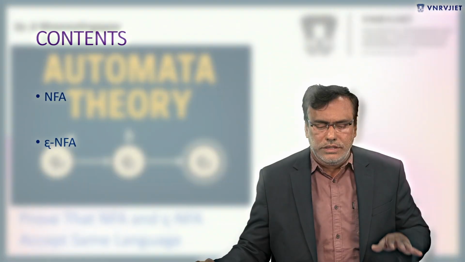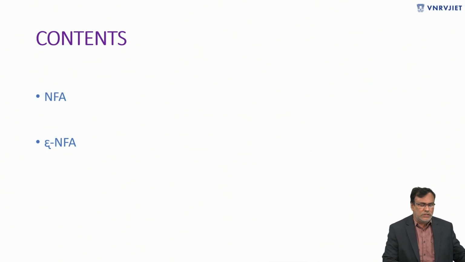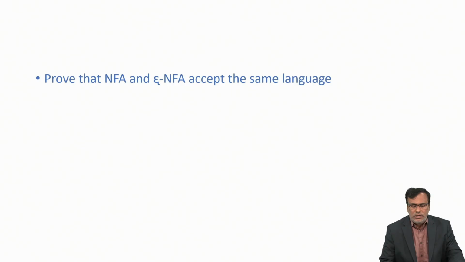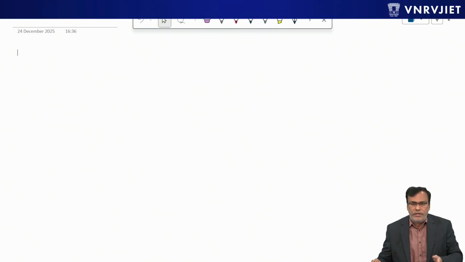Coming to the contents, first we are going to look at what is an NFA and what is an epsilon NFA, and the basic difference between the two. Then we are going to prove that NFA and epsilon NFA both accept the same language. We have seen the definitions of NFA, DFA and epsilon NFA in one of the previous videos, but mainly in today's session we are interested in proving that NFA and epsilon NFA both accept the same language.